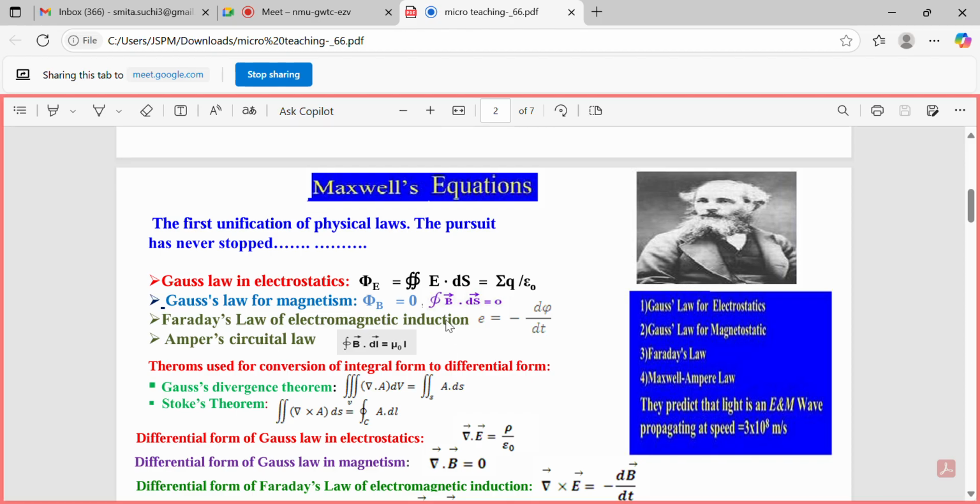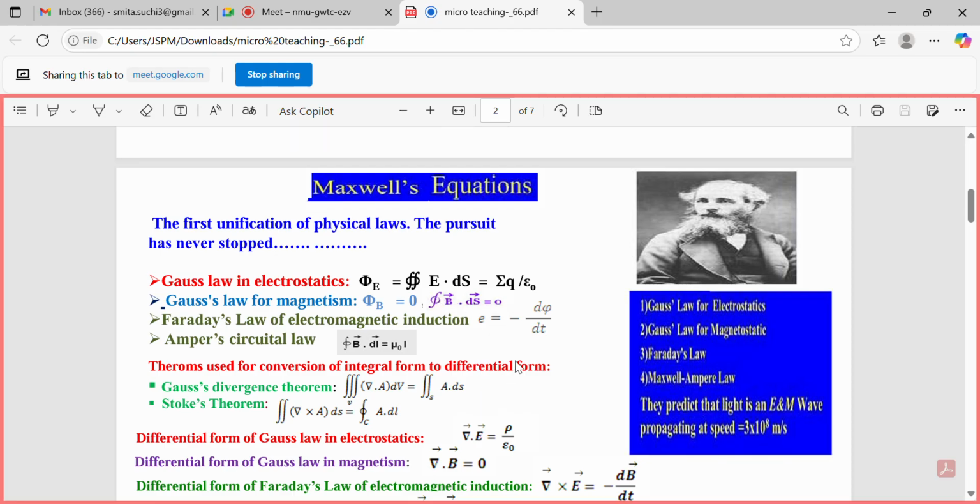The third electromagnetic equation is obtained from Faraday's law of electromagnetic induction, which implies the EMF induced in the circuit is equal to the rate of change of magnetic flux. That is, E, the EMF induced, equals minus d phi by dt, where phi is the magnetic flux. The negative sign arises due to Lenz's law. It indicates the EMF will be induced in the direction opposite to the change of magnetic flux. The fourth is Ampere's circuital law: the line integral of B dot dl equals mu naught I. So these are the four laws which we already know.